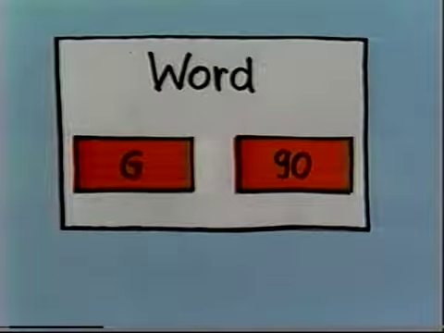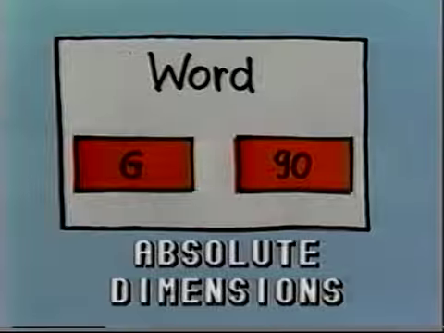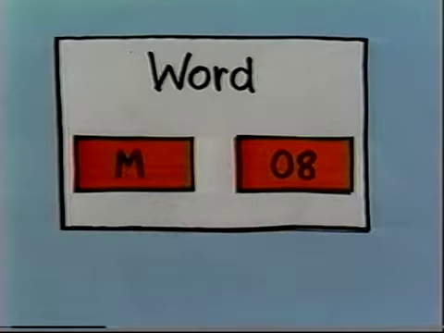We're already familiar with G90. That's the word or command for absolute dimensions. And one more example. The address M, together with the digits 08, is the command for turning the coolant on.